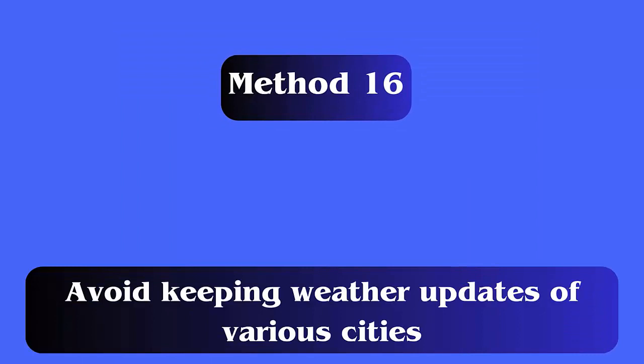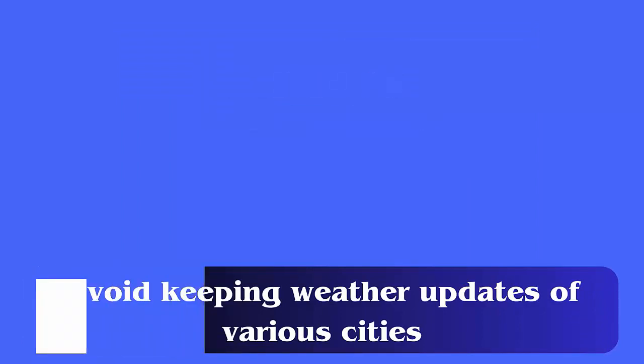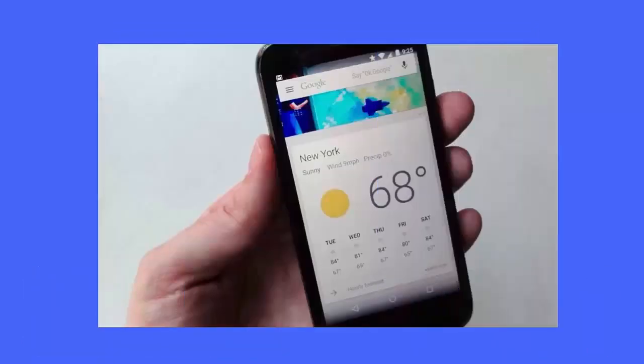Method 16. Avoid keeping weather updates of various cities. Many of them love to see temperatures of other cities, but this weather app can contribute to heavy draining of battery. So you should remove those apps to avoid draining issue fast.